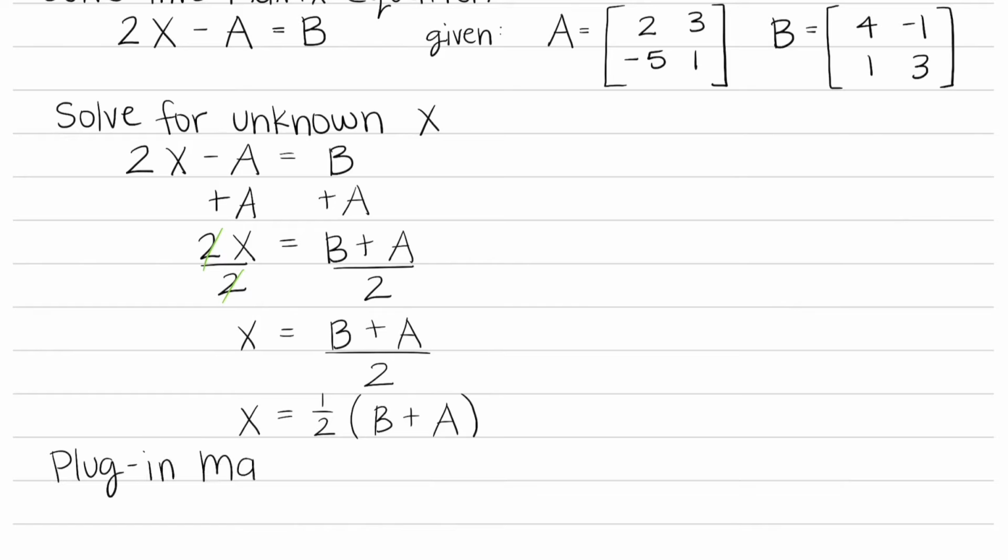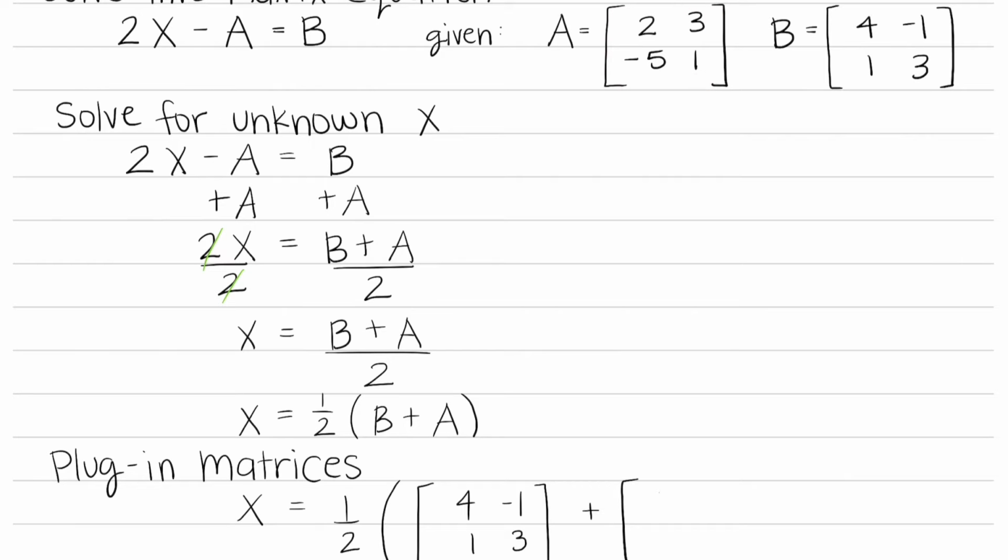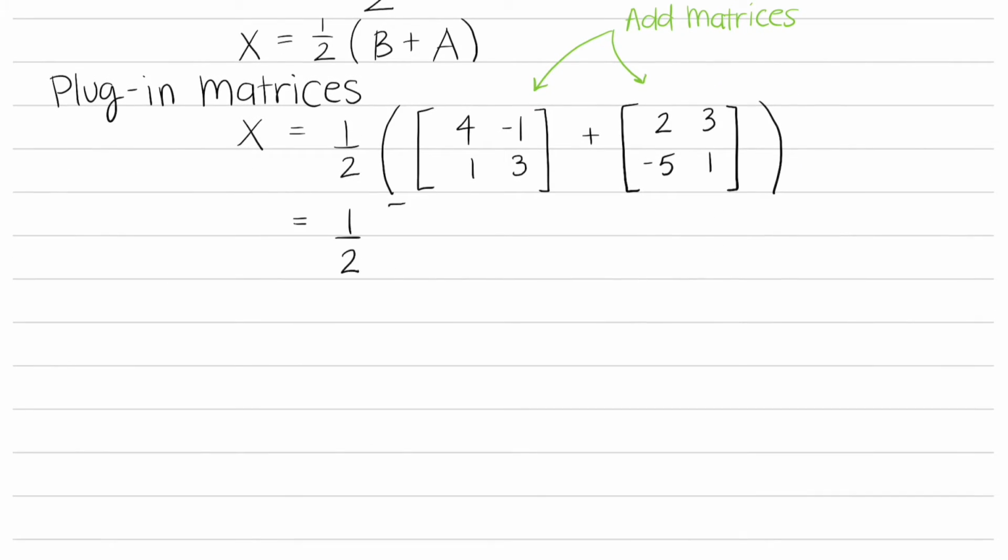Now let's plug in our matrices. X equals 1/2, and we were given that matrix B is [4, -1; 1, 3], plus our matrix A, [2, 3; -5, 1]. Now let's add these two matrices. To add matrices, you would just add the numbers in the same position. So you would do the top left plus the top left, the top right plus the top right, the bottom left plus the bottom left, and the bottom right plus the bottom right.